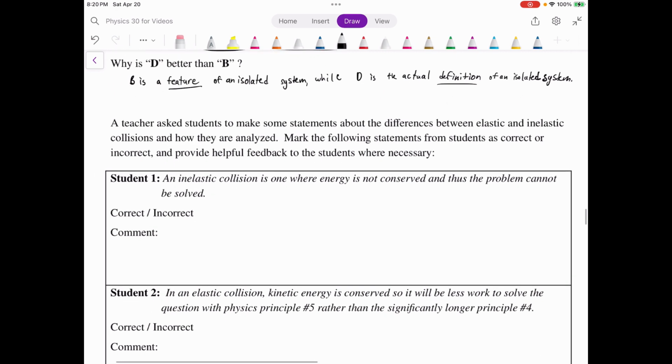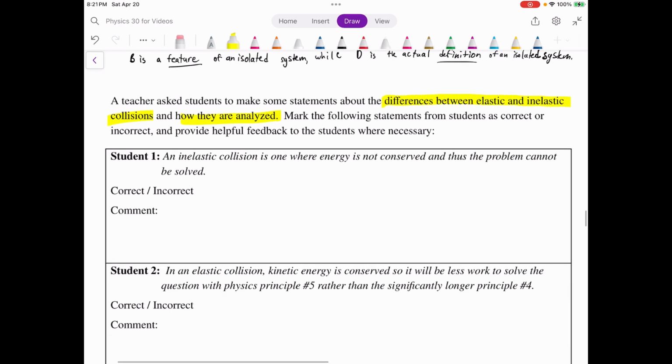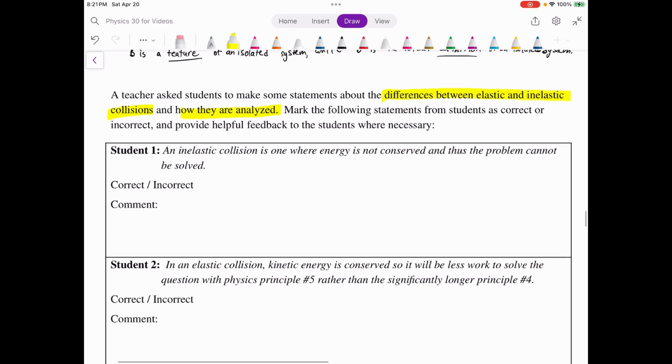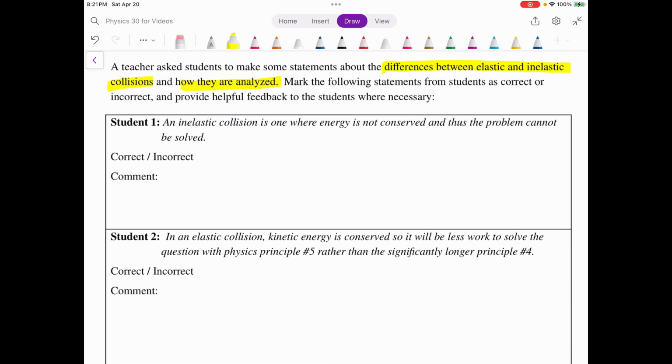Okay, let's try this one out. A teacher asked students to make some statements about the differences between elastic and inelastic collisions and how they can be analyzed. Mark the following statements from students as correct or incorrect and provide helpful feedback to the students where necessary. So what did student 1 say? Student 1 said, an inelastic collision is one where energy is not conserved, and thus the problem cannot be solved. Okay, what do we think of this?